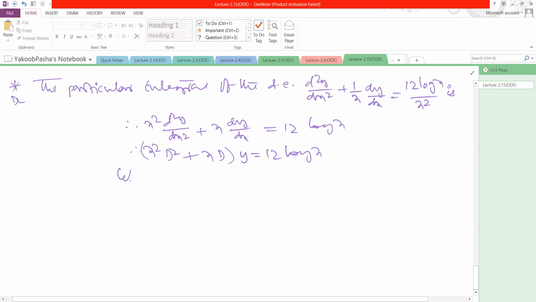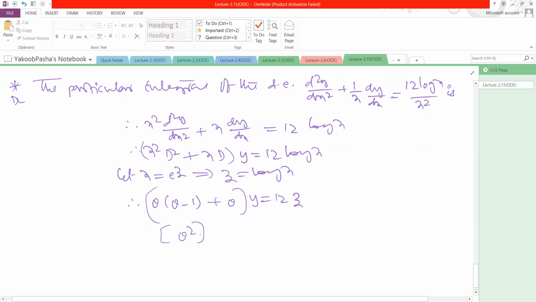Let us take x is equal to e power z, that is z equal to log x, and substitute here x square d square value is theta into theta minus 1, plus x into d is theta, y is equal to 12 into log x. Log x is equal to z. You can write z. Here theta square minus theta plus theta will be cancelled. That is equal to 12 z. Now we need to find just a particular integral.